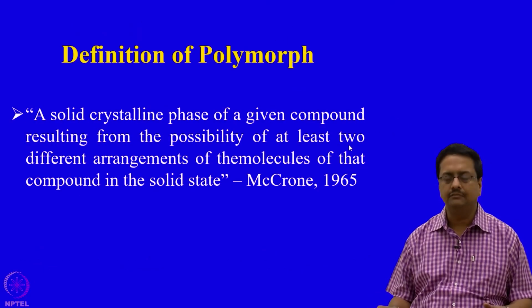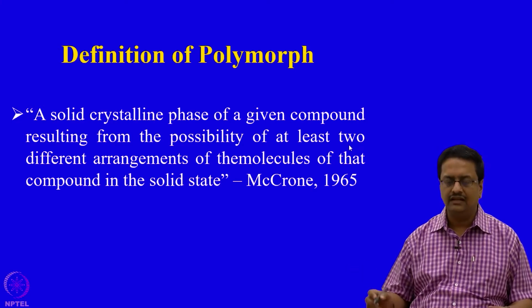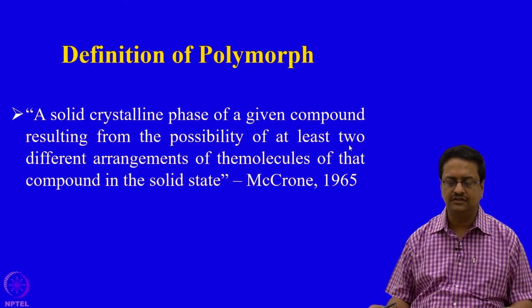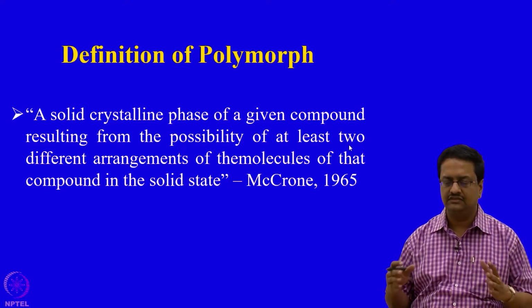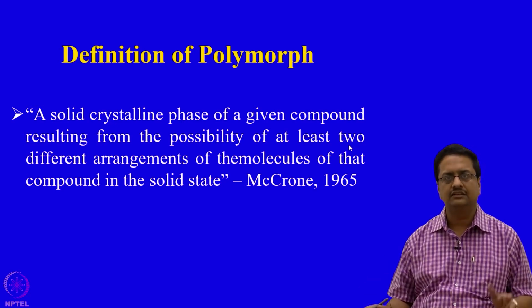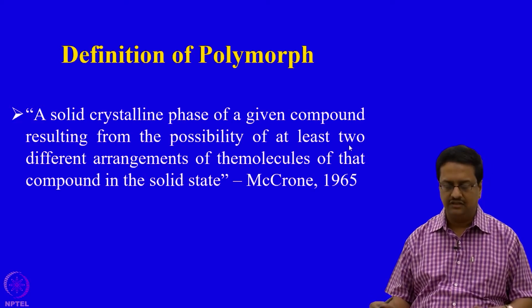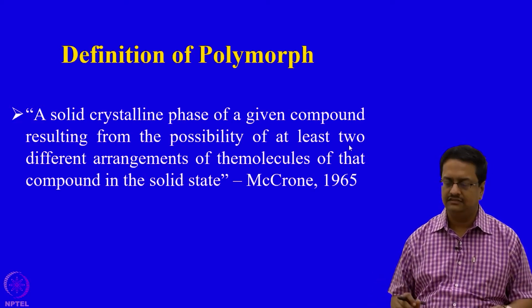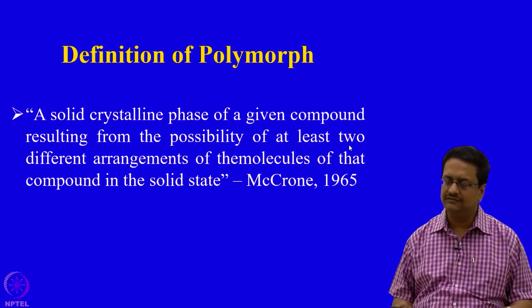In 1965, McCrone defined polymorphs as a solid crystalline phase of a given compound resulting from the possibility of at least two different arrangements of molecules of the compound in the solid state. Which actually means that when you try to crystallize a particular compound by different methods, using different solvents or methods like slow evaporation, rapid evaporation, solvent drop grinding, or vapor diffusion, if you end up getting two crystalline states which have different powder X-ray diffraction patterns, then we call them polymorphs.